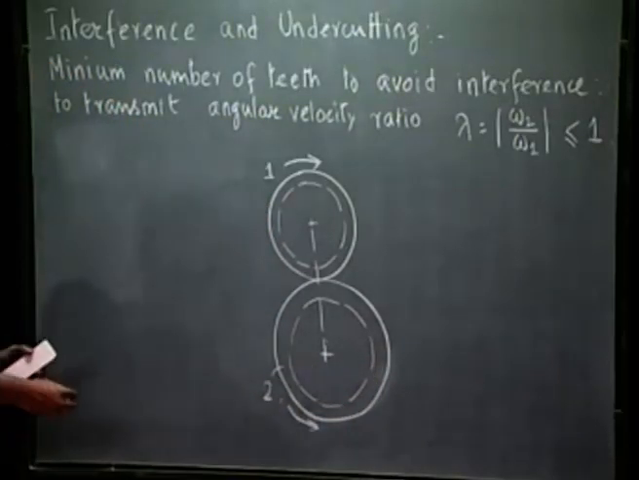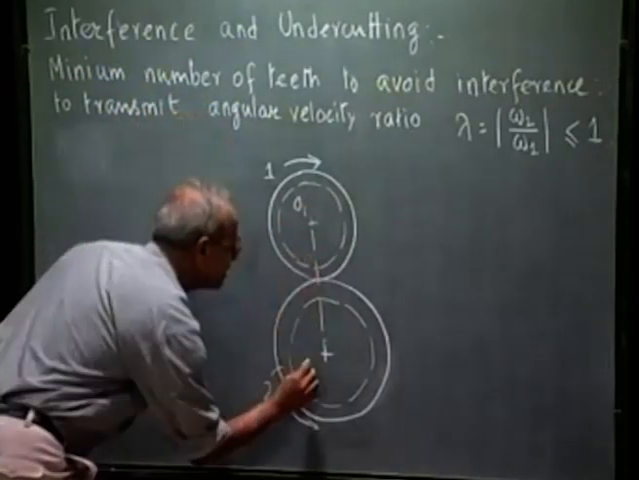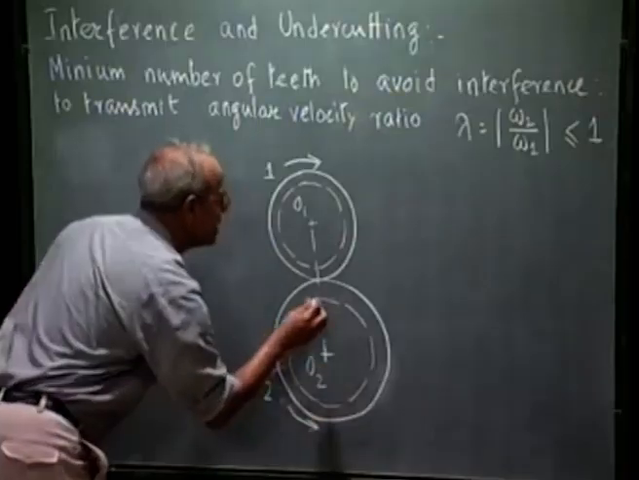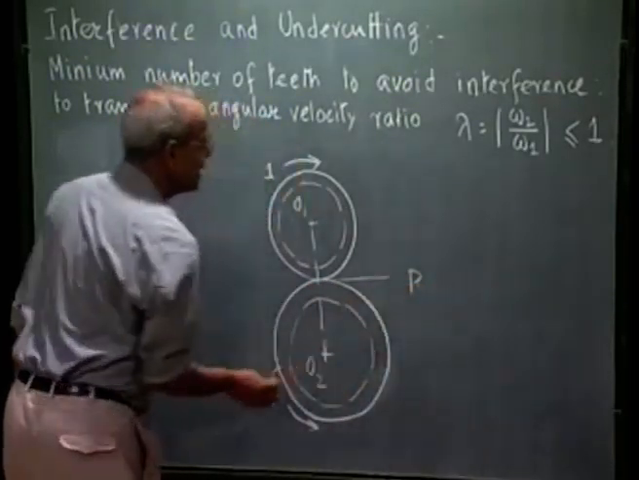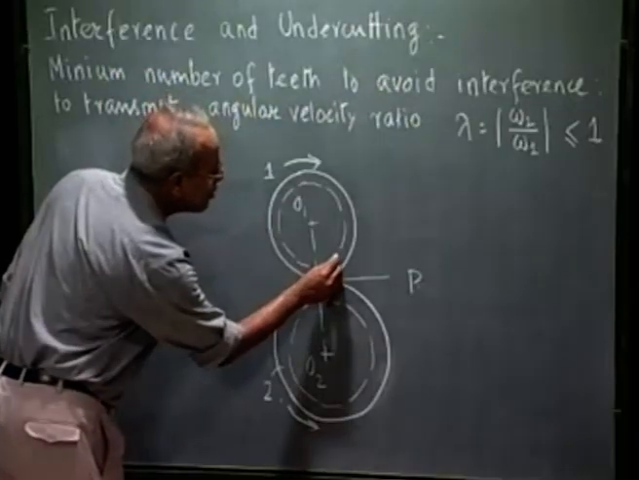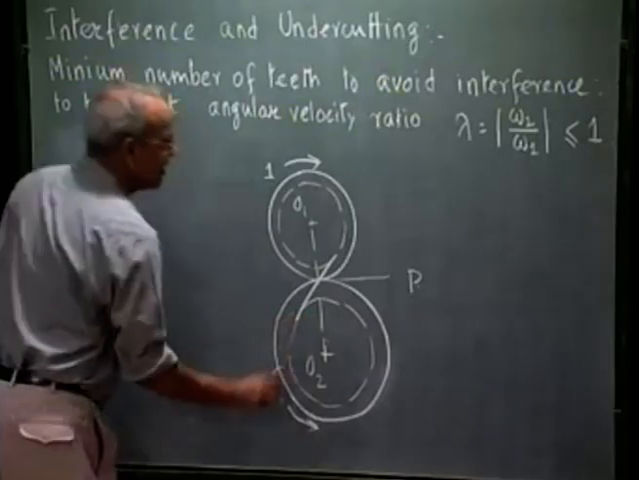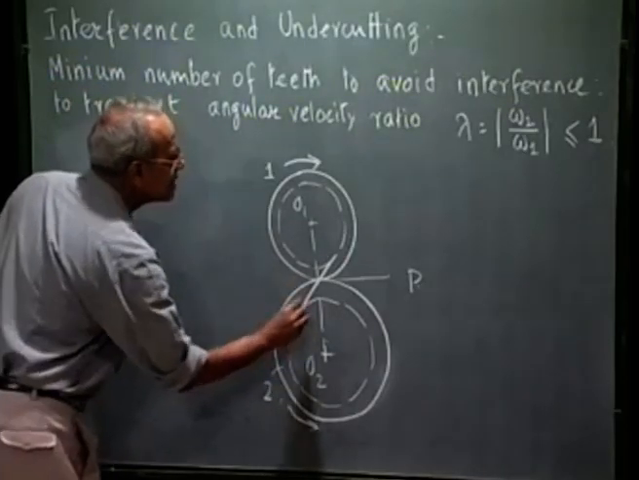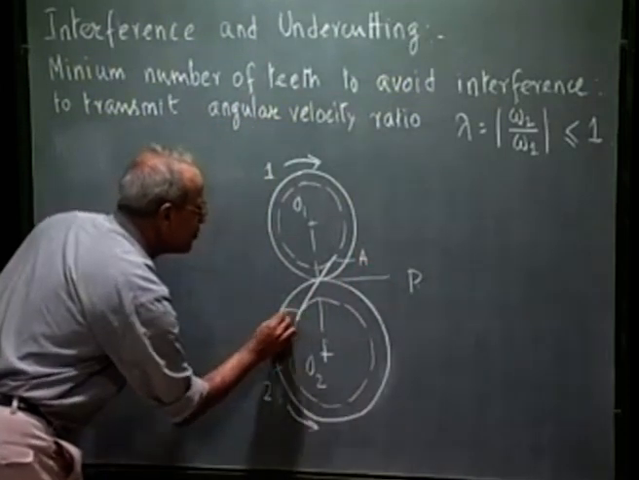These are the two base circles. This point is O1, this point is O2. This is the pitch point which we call P, and if I draw the common tangent to these two base circles, that is the line of action AB.